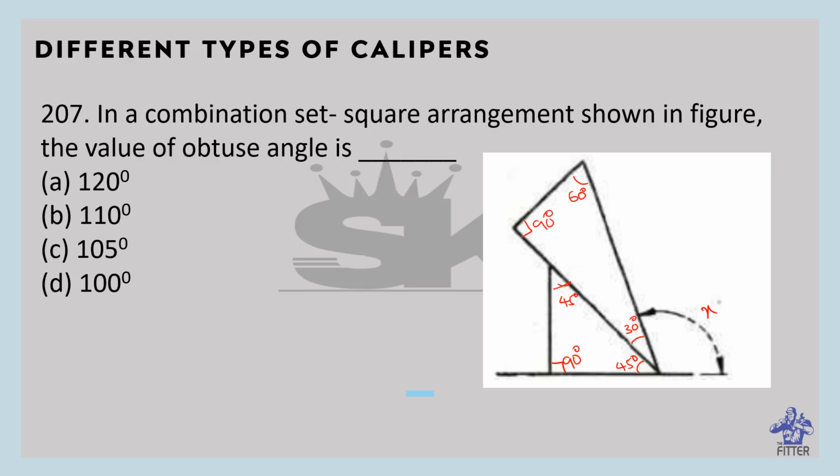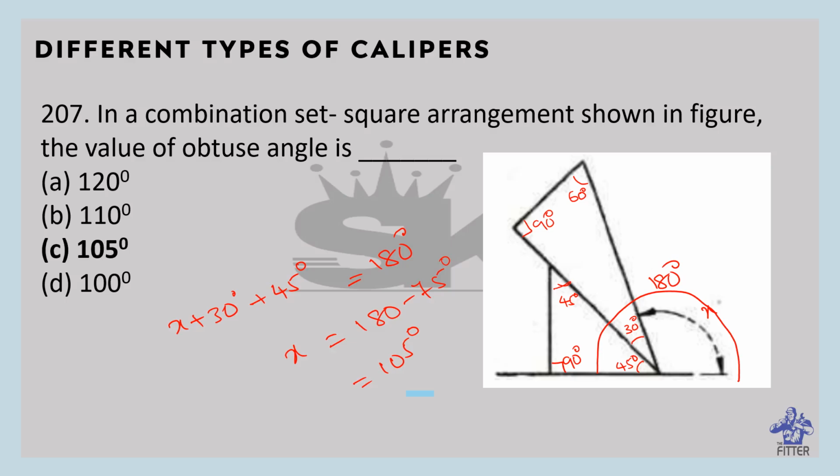So this total angle is 180, right? This is 90 degrees. So x plus 30 plus 30 degrees plus 45 degrees equals 180 degrees. So here x equals 105 degrees. That is, 180 minus 75 degrees equals 105 degrees. So here the obtuse angle is 105 degrees.